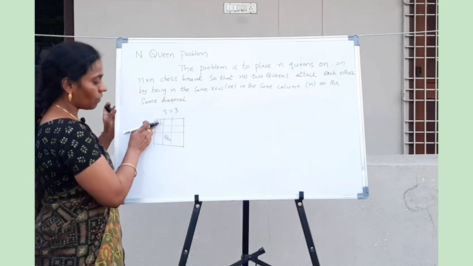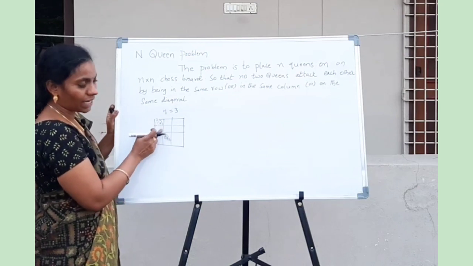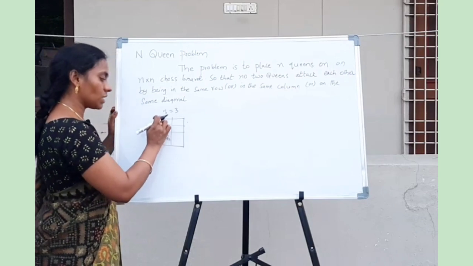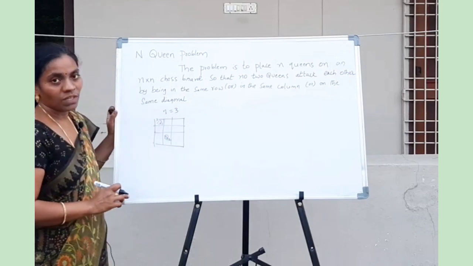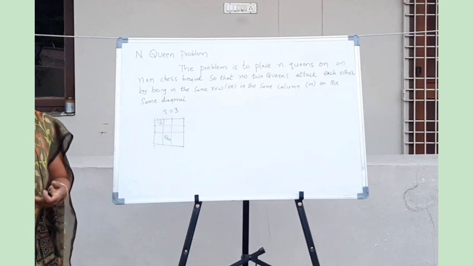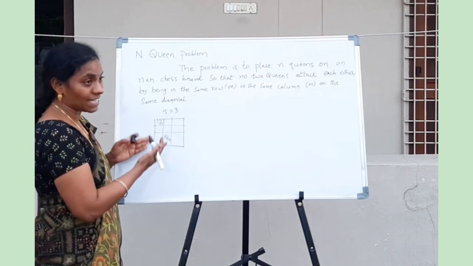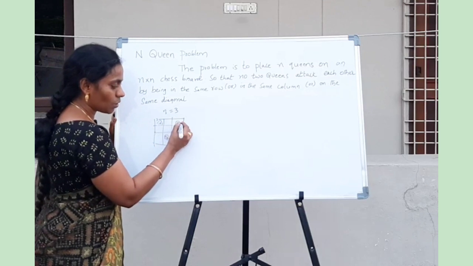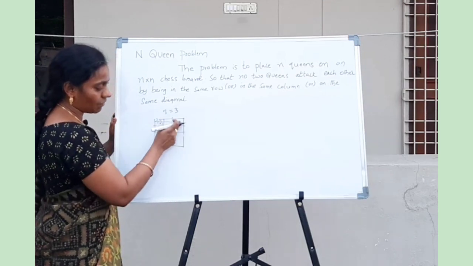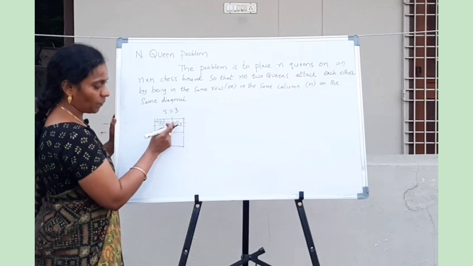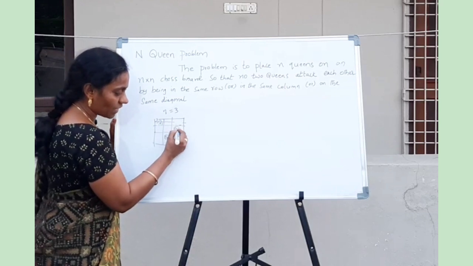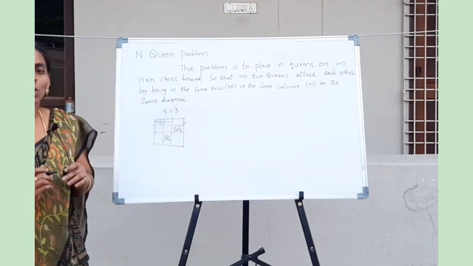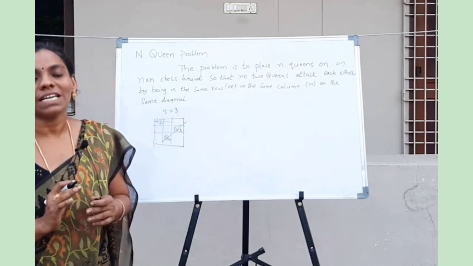Now you can see that these two queens do not attack each other because they are not in the same row, same column, or same diagonal. Now we are trying to find a place for the third queen on this chessboard. There are no possibilities here. Suppose you place it here, what happens? It will be attacked because it will be in the same row. Suppose you try to place it here, then it will be on the same diagonal. So for 3 queens also we don't have any solution.